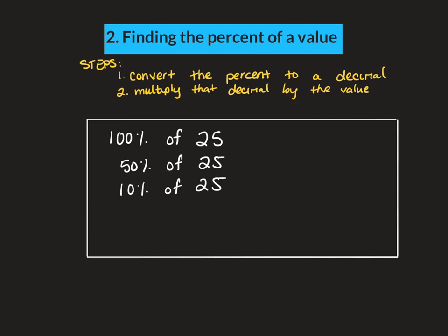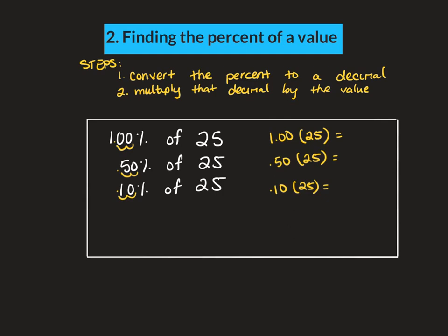So let's start with each of these three examples and convert them first to decimals. When I move my decimals 2 to the left for each of the percentages, I get 1.00, 0.50, and 0.10. Now I need to multiply those by the number 25, because that's what my question is asking me to do, find portions of 25. Finally, find the product of the multiplication.